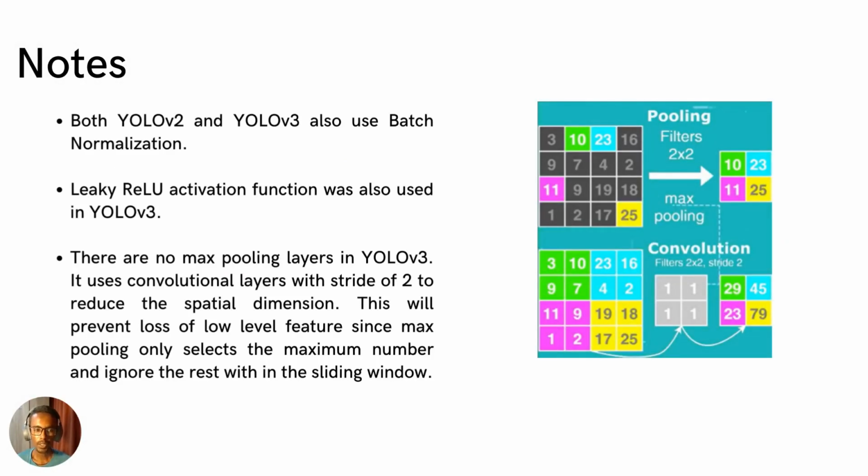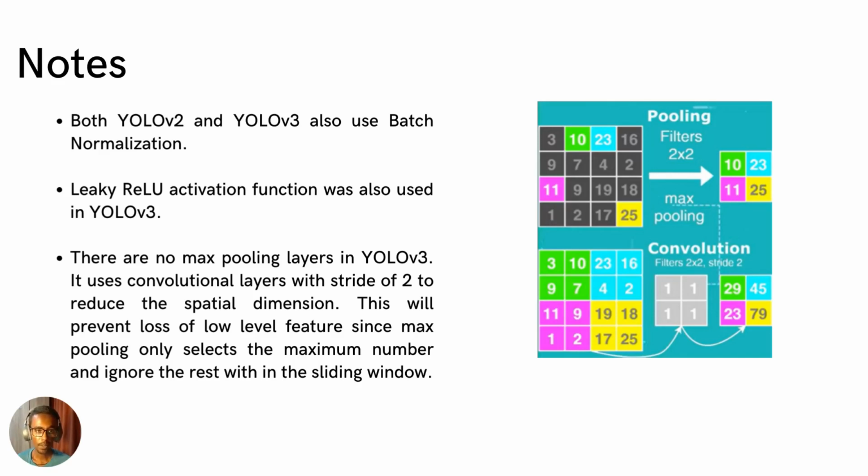So here are some notes that I might have mentioned when I discussed YOLOv3, but they're very important, so I need to emphasize them using this slide. Both YOLOv2 and YOLOv3 use batch normalization. We mentioned previously in the video about YOLOv2 that batch normalization was introduced, and we're going to use batch normalization also in YOLOv3.